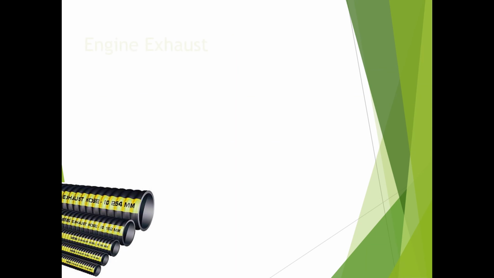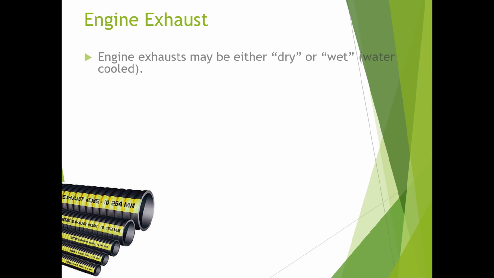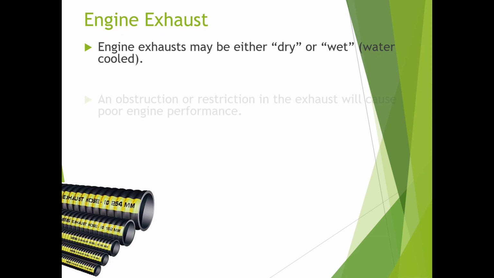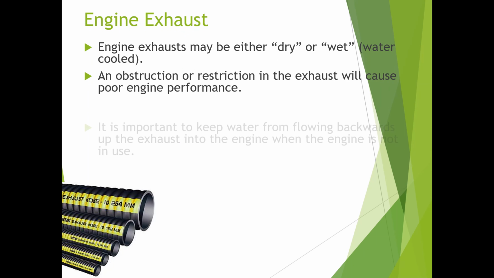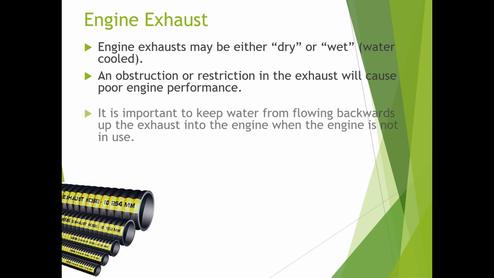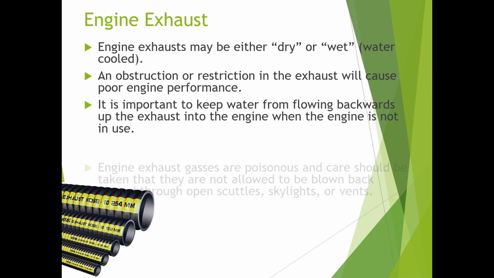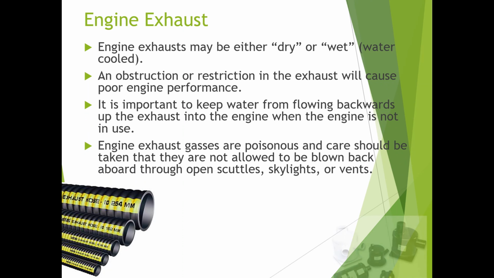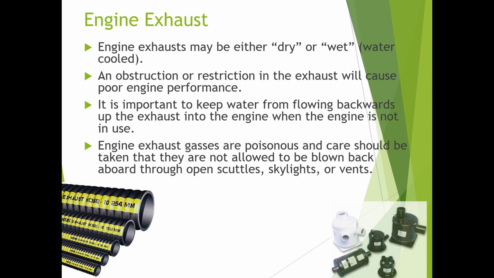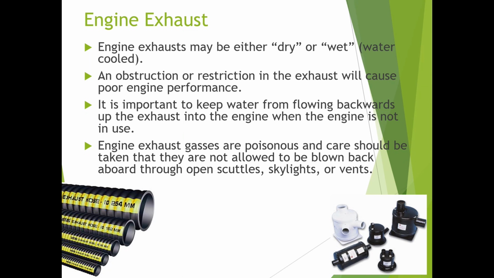Engine exhaust. Engine exhausts may be either dry or wet, which is water cooled. An obstruction or restriction in the exhaust will cause poor engine performance. It is important to keep water from flowing backwards up the exhaust into the engine when the engine is not in use. Engine exhaust gases are poisonous and care should be taken that they are not allowed to be blown back aboard through open scuttles, skylights or vents.